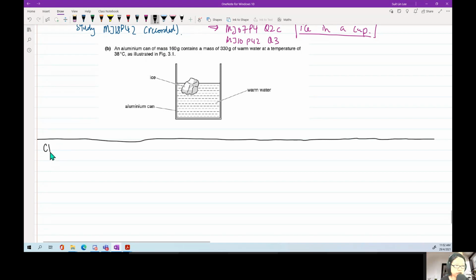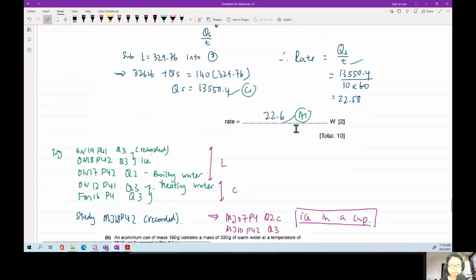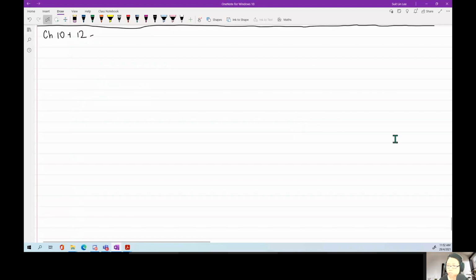The next part, chapter 10 and a bit of 12. Previous one was chapter 11 and a bit of 12. Okay, so this one is all about gases and first law of thermodynamics. So I think what I'll do is I'll bring in the mind map again.